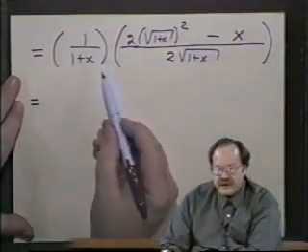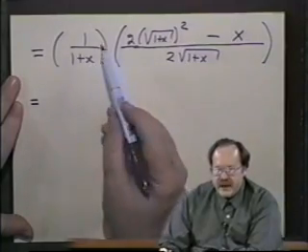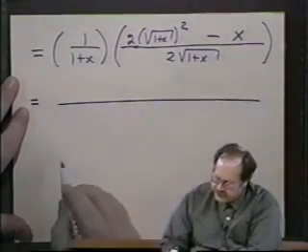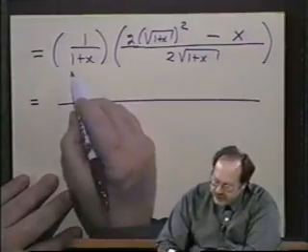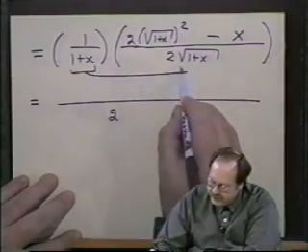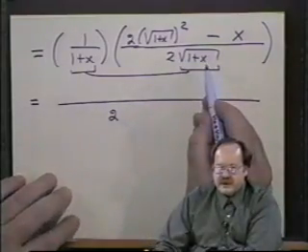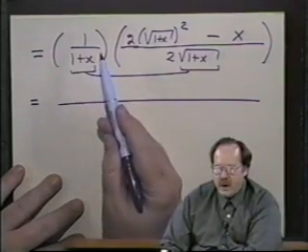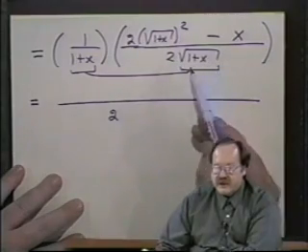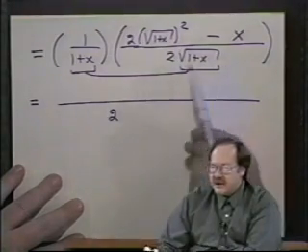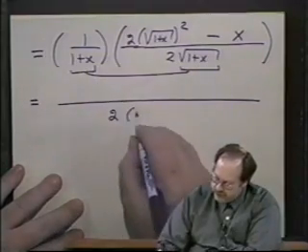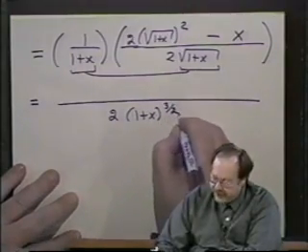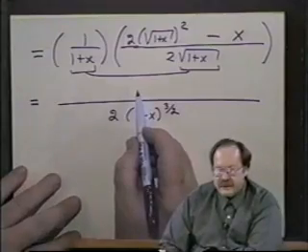Notice with this single fraction on the left and the right, I can multiply the two denominators, and I can multiply the two numerators. That's how you multiply fractions. So I'm going to get one large fraction. On the bottom, I'll have 2. And what happens when I multiply 1 plus x times the square root of 1 plus x? Well, think about that for a moment. 1 plus x is 1 plus x to the 1 power. Square root of 1 plus x is 1 plus x to the 1/2 power. So when I multiply this by that, I end up with 1 plus x to the 1 plus 1/2 power, which is 3/2.